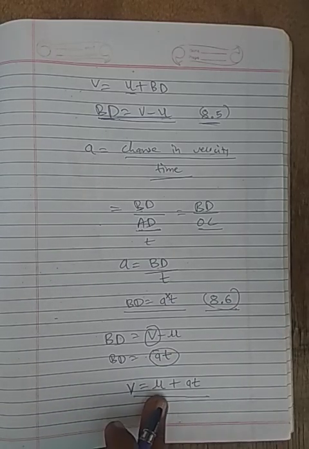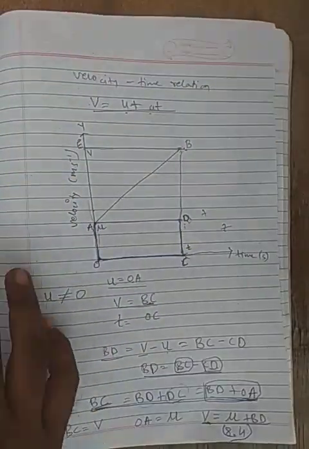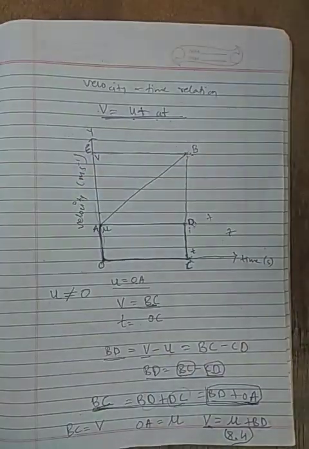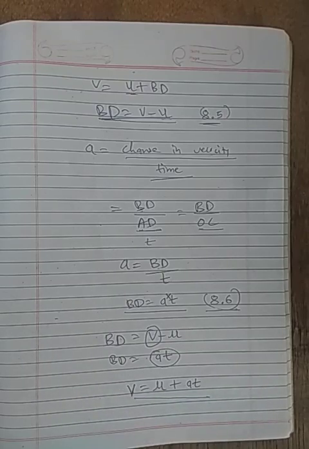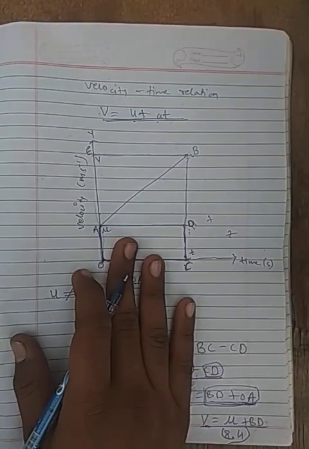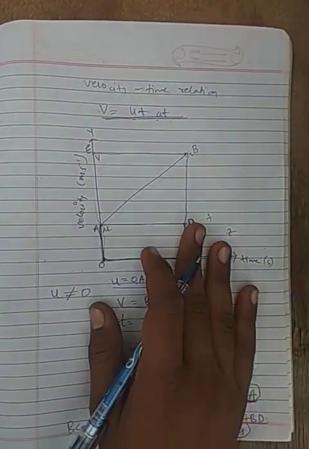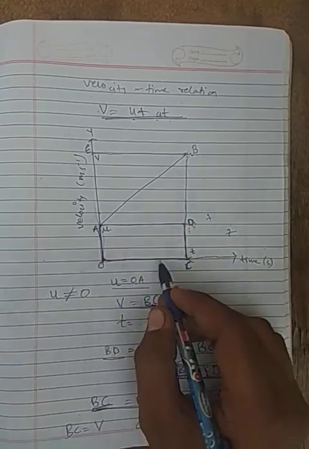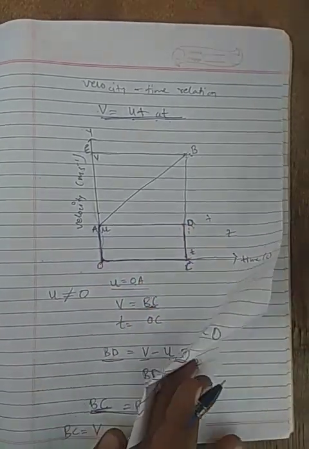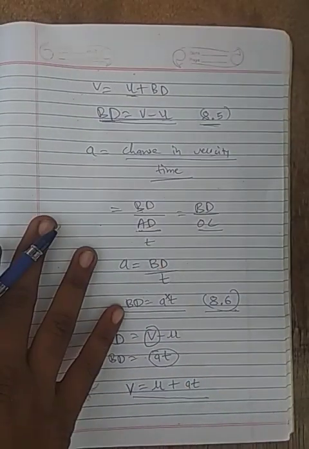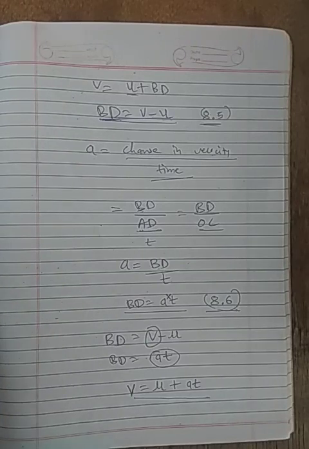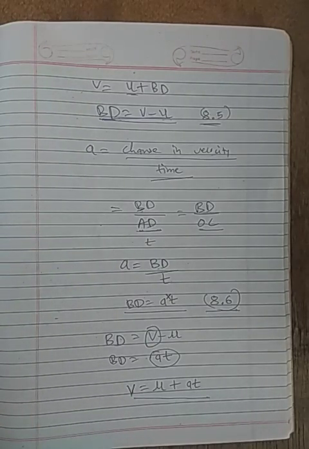Now you see, this was the equation which we were deriving: V is equal to U plus AT. We get here V is equal to U plus AT from this graph. In this graph we put some signs and derived these equations like this. You will understand it better if we learn its example, which we are going to learn in our next lecture.